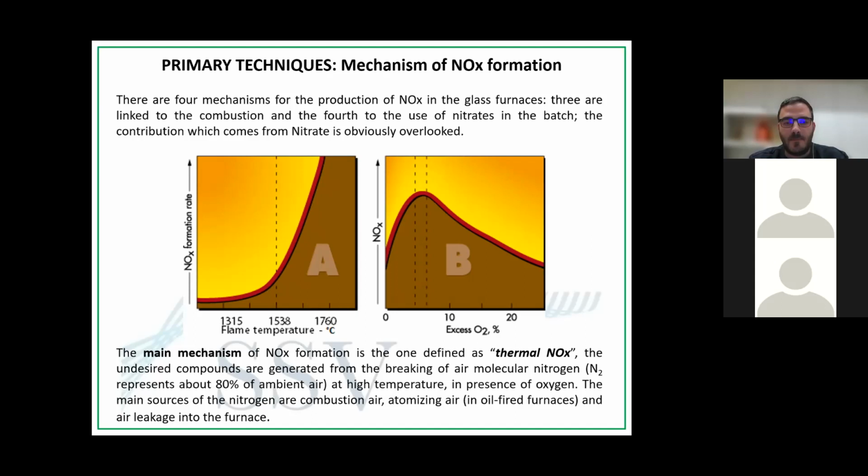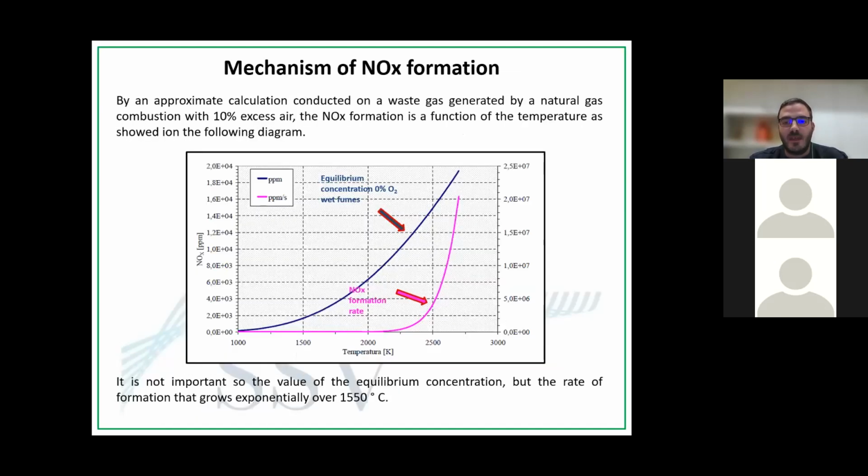And the main sources of nitrogen are the combustion air, obviously, the atomizing air, for example in oil-fired furnaces, and also the air leakage into the furnace. This is another graph that shows the behavior of nitrogen for NOx formation as a function of the temperature. At circa 2000 degrees, the rate of NOx formation starts to increase very quickly. So it is not the value of the equilibrium concentration that is important, but the rate of its formation.